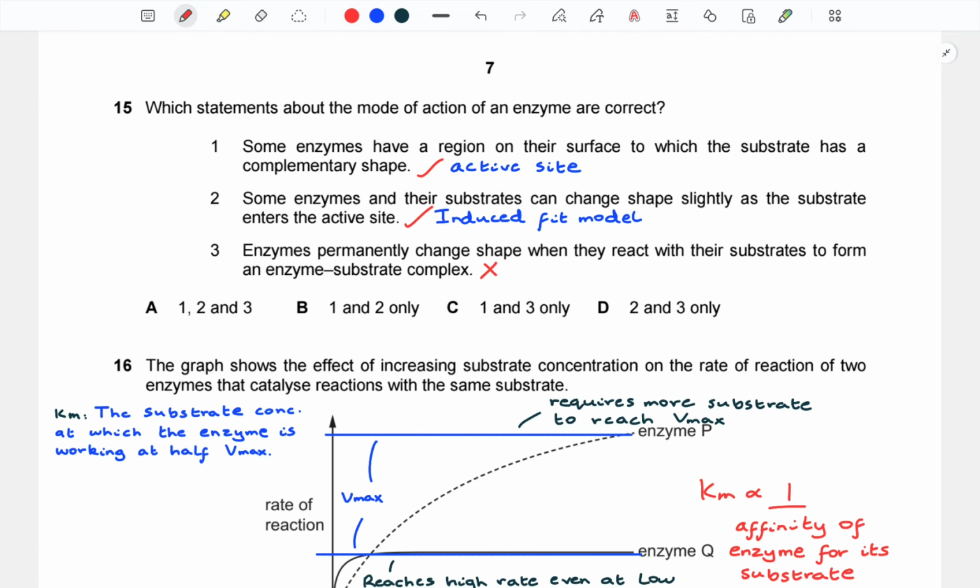Enzyme permanently changes its shape when it reacts with the substrate to form an enzyme substrate complex. That is wrong. That's just completely wrong. That doesn't happen.